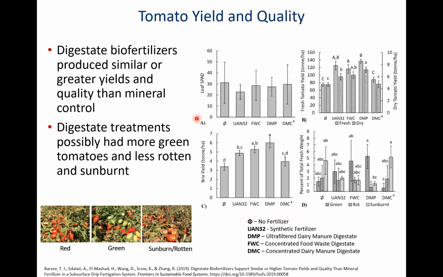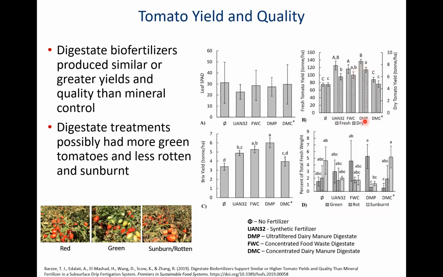Here this is the tomato yield and the quality, and as you can see, digestate biofertilizer produced similar or greater yield and quality than mineral control. And here this is basically the fresh tomato yield. Here this is compared with non fertilizer, of course, it is significant, and here this is compared with UAN 32, which is the conventional synthetic fertilizer.